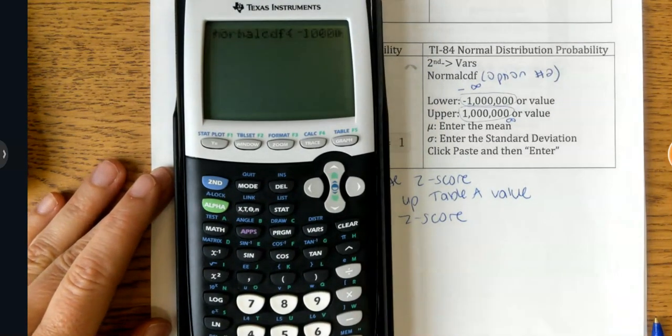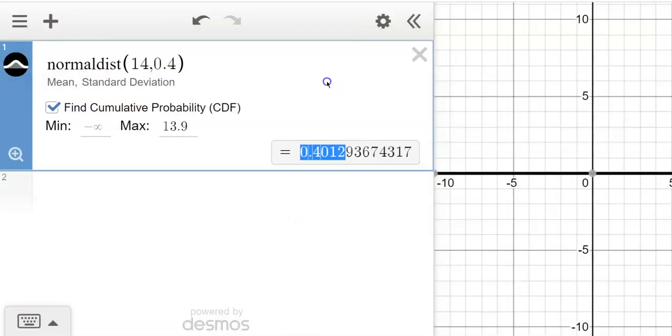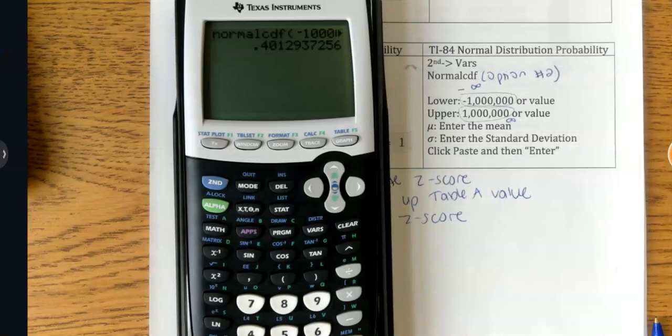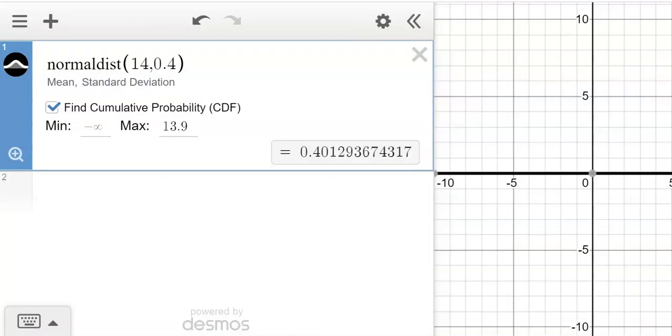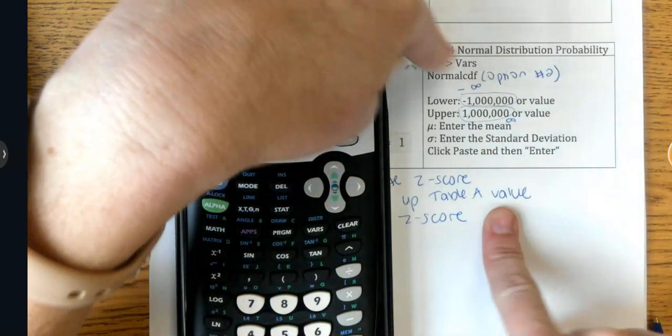This will come up, hit enter again, and it should give you the same thing that you get on Desmos, which it does. 0.4013. 0.4013 actually gives us the exact same number. So here are the step-by-step instructions.